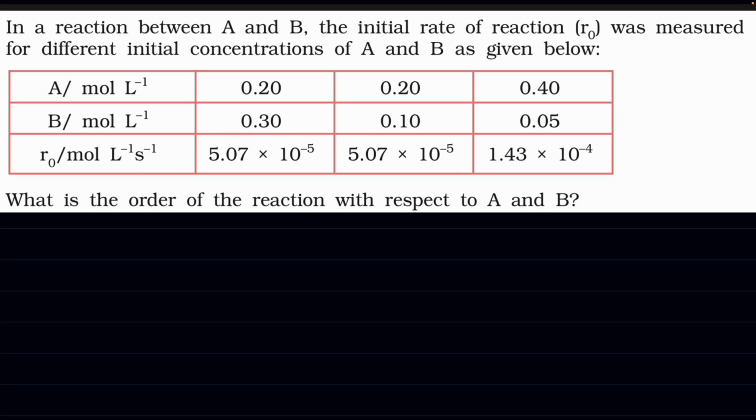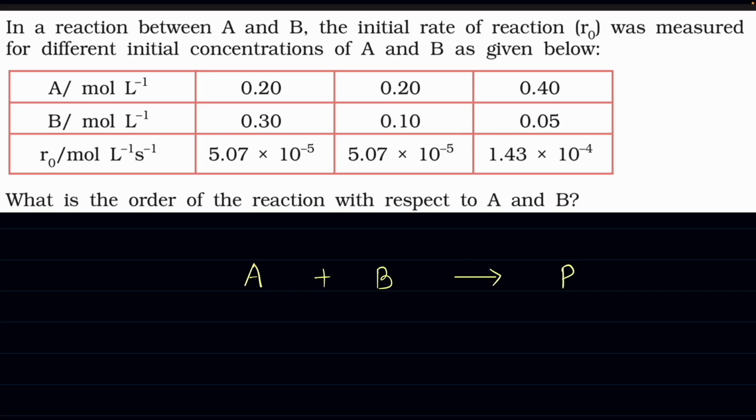In this question, in a reaction between A and B, the initial rate of reaction R0 was measured for different initial concentrations of A and B, and it is given in this table. We have to find the order of reaction with respect to A and B.